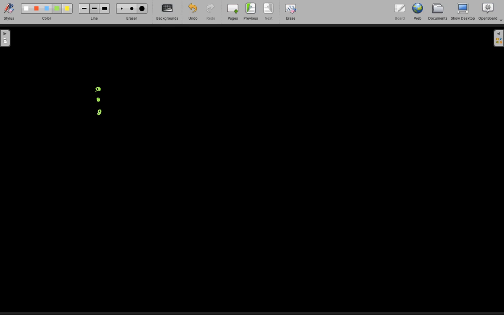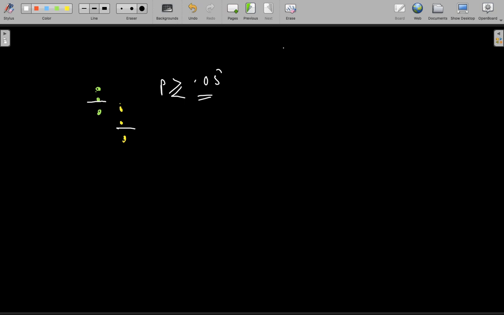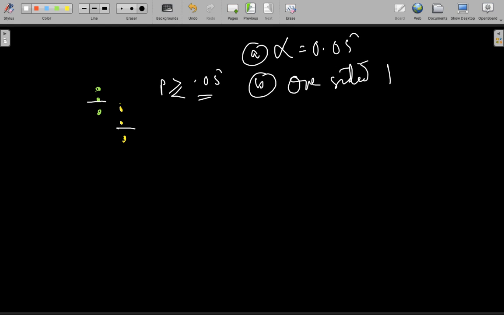And I take these observations from these two distributions, and I see if the difference between the two means, and the corresponding p-value, is greater or lower than 0.05. Let's say that's our decision criteria. Okay, so whenever we calculate the power of a test, we always have to define the alpha. Let's say we'll take alpha equal to 0.05, and we say this is a one-sided test. All right.